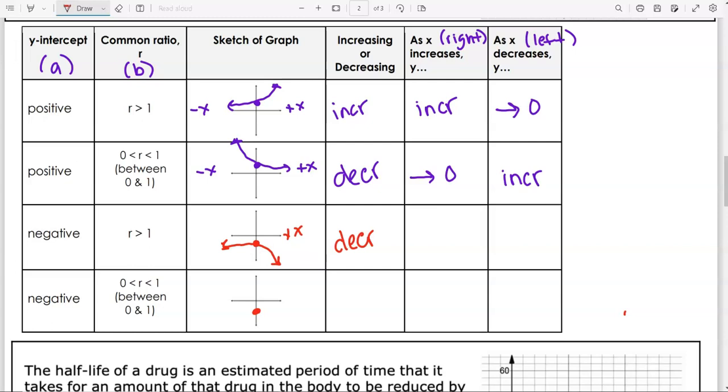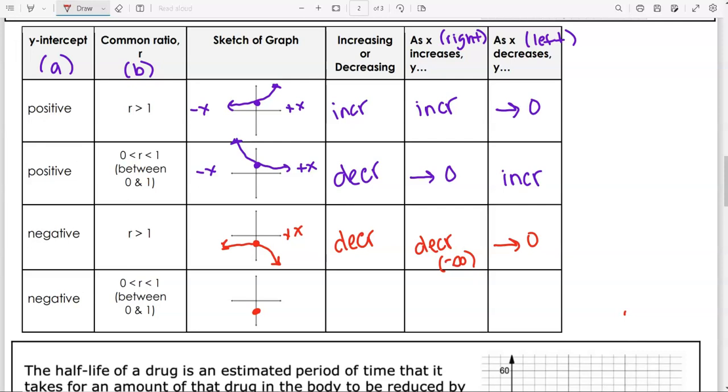This graph is decreasing. It is falling down. My y values are getting smaller. Now, on the right-hand side, my y's are also decreasing. They're going towards negative infinity. They're falling down. But my left side was approaching 0. It was getting close. So one side will always approach 0. Do we get that?